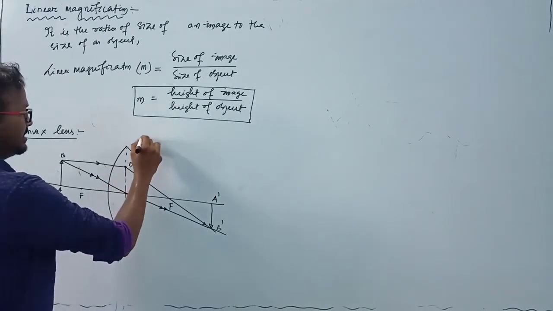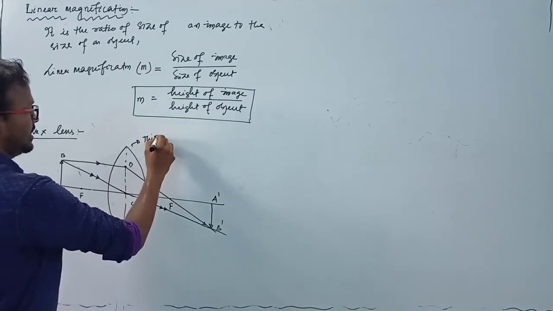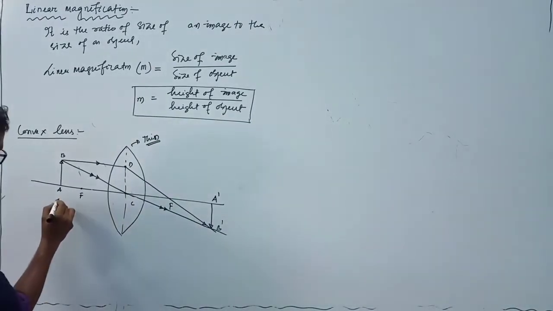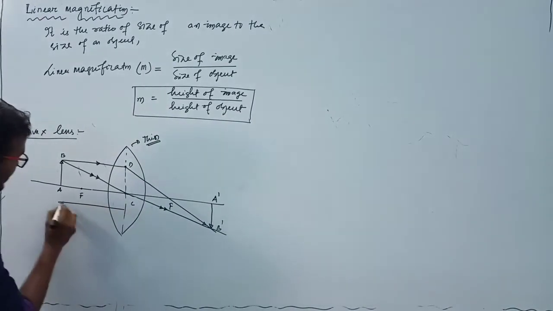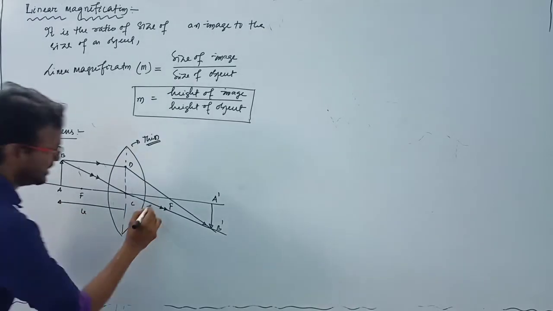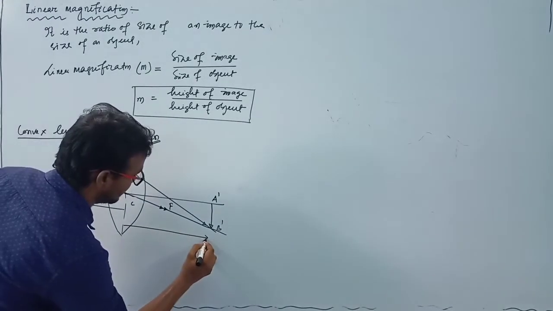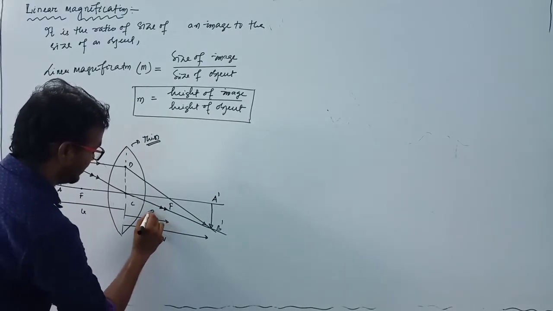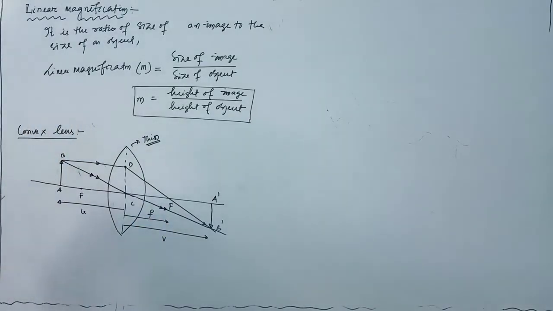Okay. So here we use a thin lens, because the formula is only valid for a thin lens. Now this is the object, and this distance is known as the object distance u, and this distance is the image distance v, and this is the focal length f. Clear? Now we have to find magnification.